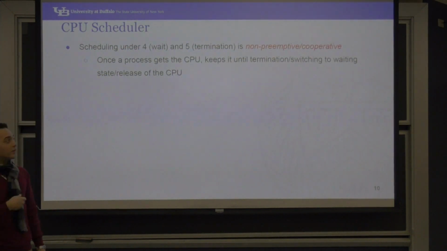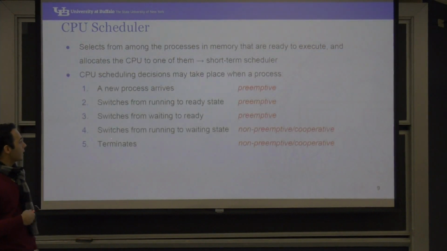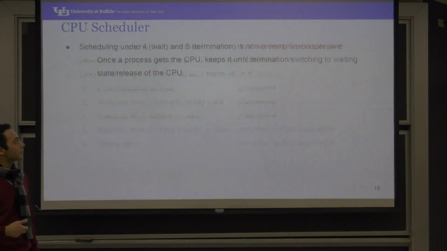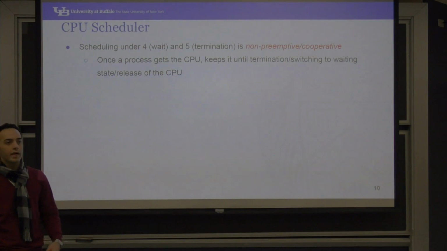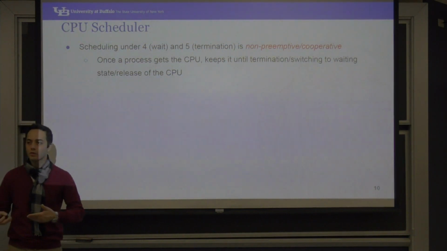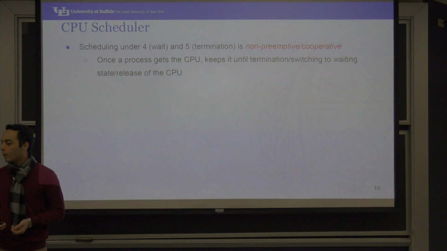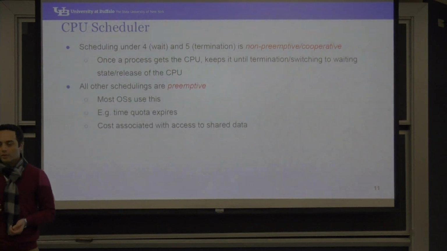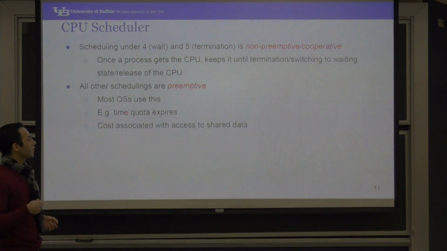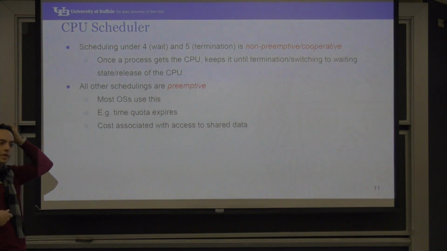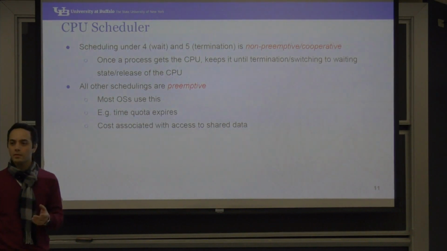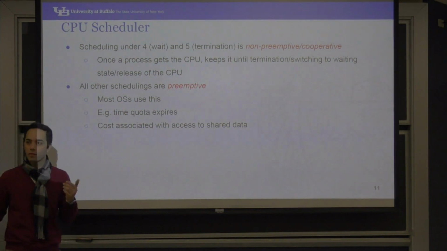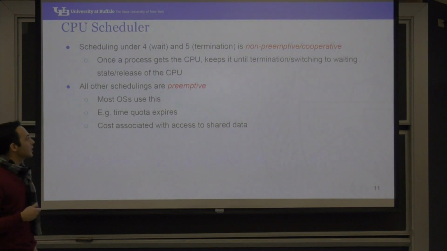So in the case of 4 and 5, which is the wait and termination, these are non-preemptive, right? That means once a process gets the CPU, it keeps running until it decides when it's time to be paused. But the other ones are preemptive, and a lot of OSs use these because you don't want to let one process decide when it's time to schedule, because maybe it just keeps running, maybe it freezes up, right? So a lot of the time you need these.